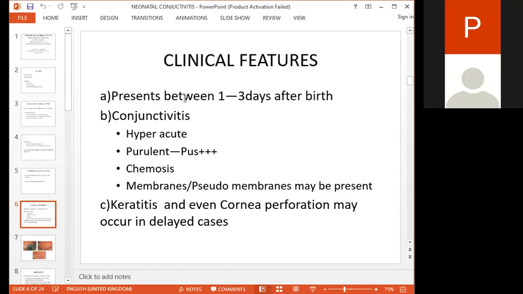It presents between the first and third days after birth with very hyperacute, severe conjunctivitis, a lot of purulent pus, and swollen eyelids. Membranes and pseudomembranes may be present. Keratitis and even corneal perforation may occur in late cases. So this is a very serious issue. There's nothing like tomorrow. It's better you sort it out there and then.